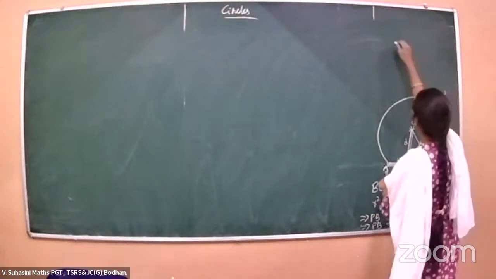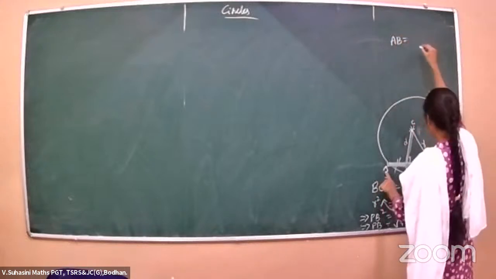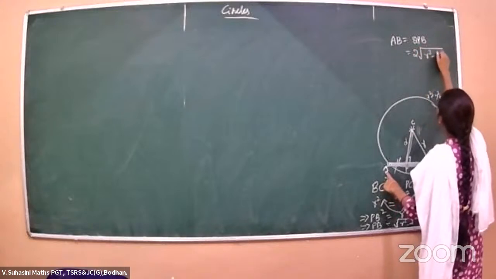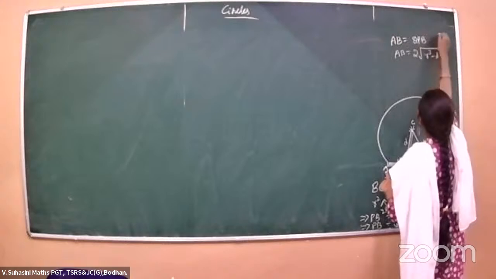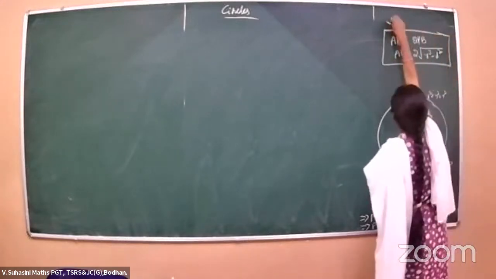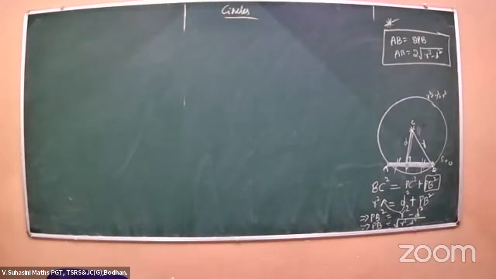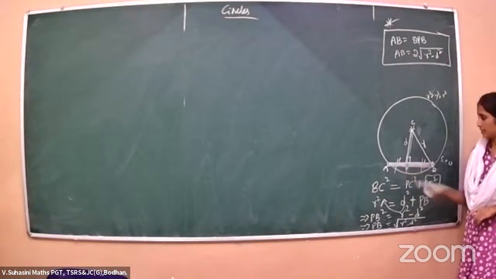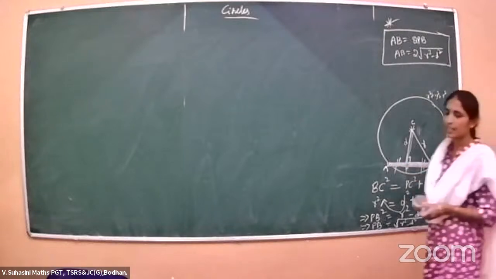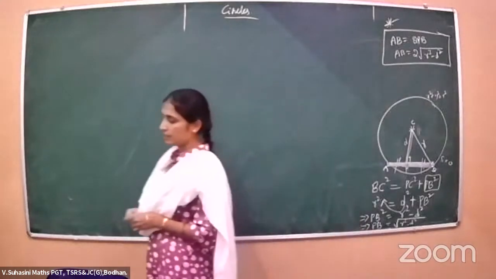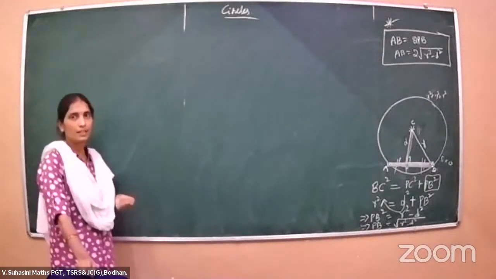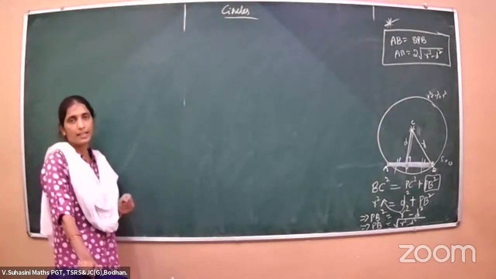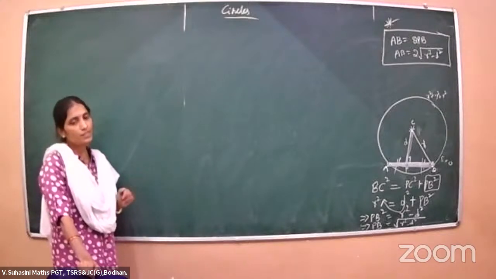So the length of the chord AB is equal to 2 times PB. So 2 times root r square minus d square is the very important result. Today we deduced one important result. What is that result, children? The length of the chord intercepted inside the circle, or the length of the intercept on the line by the circle. How much is that? 2 times root r square minus d square. Related to this, we will solve the problem, children.